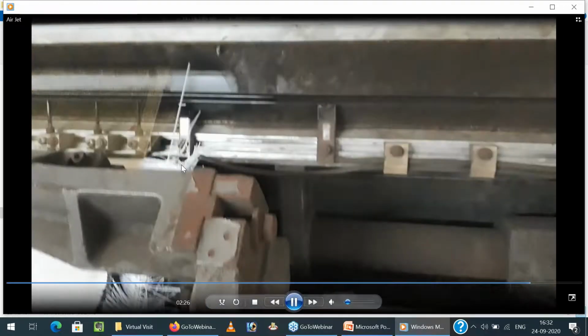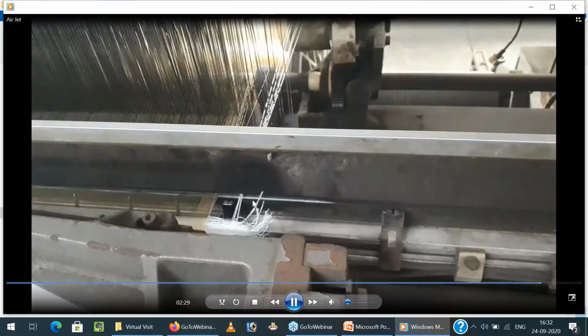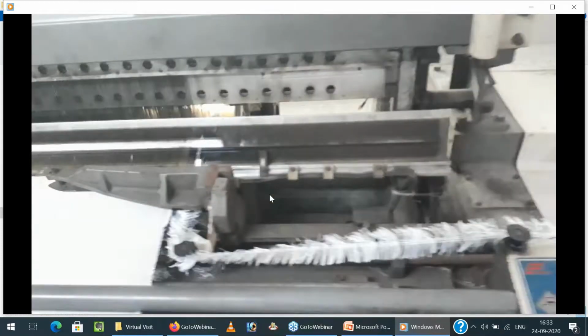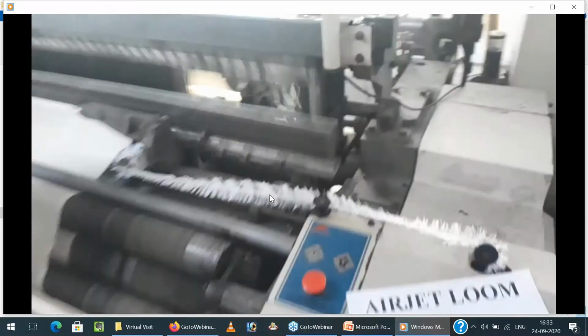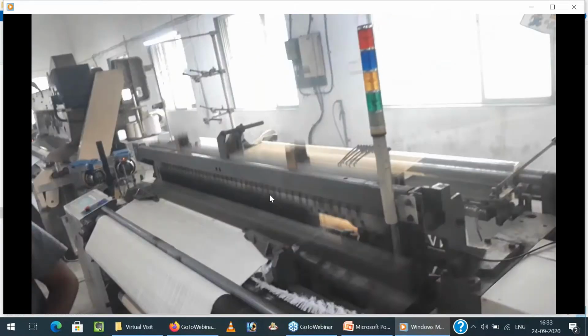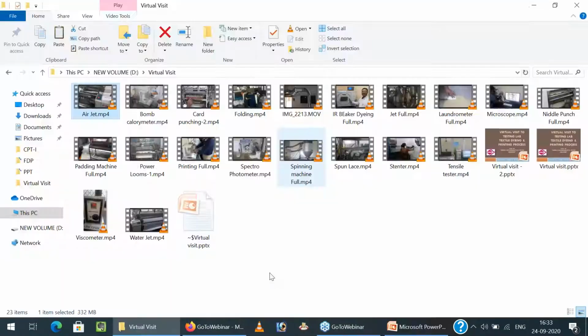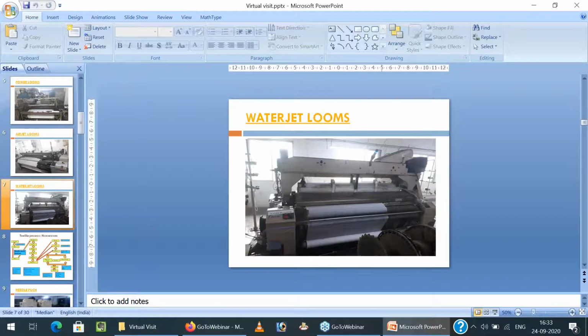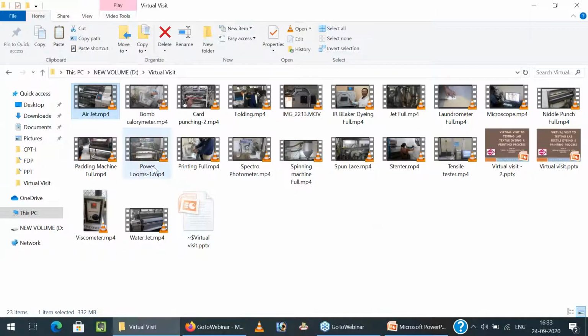Okay, so this is power efficient, we can say, because on this side the weft yarn is coming and it is gripped by the gripper. We need not carry the whole shuttle from one side to the other side. Here only the yarn is coming, so the mass is very less. And again, if this air is replaced by water, we can carry the weft yarn more efficiently. That is called water jet loom. Instead of air, we are using water.